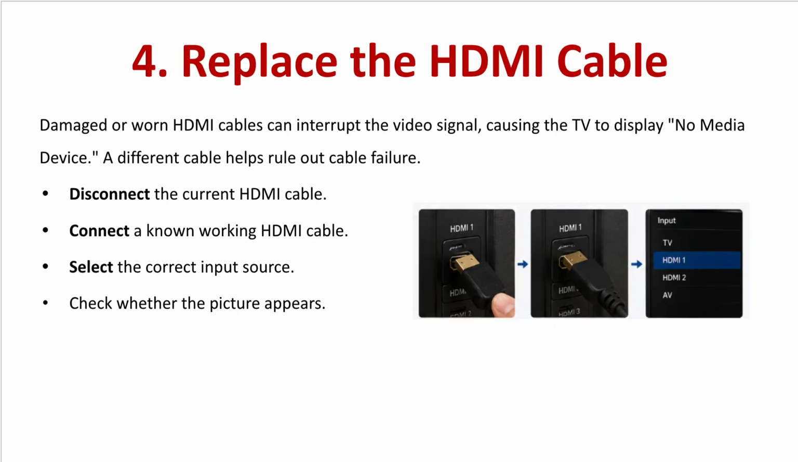Fourth one is replace the HDMI cable. A damaged or worn HDMI cable can interrupt the video signal, causing the TV to display no media device. A different cable helps rule out cable failure. Disconnect the current HDMI cable. Connect a known working HDMI cable. Select the correct input source. Check whether the picture appears.